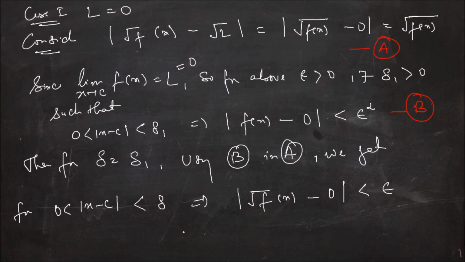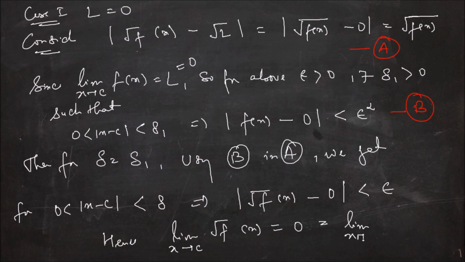So this is true, and this is by definition of limit. Hence limit x tends to c, root f of x is equal to 0, which is limit x tends to c, root of f x. So in case 1 we have proved this.